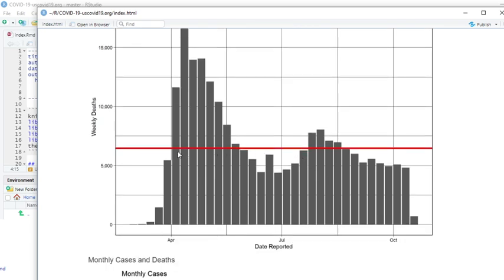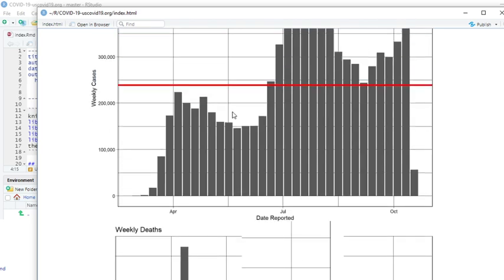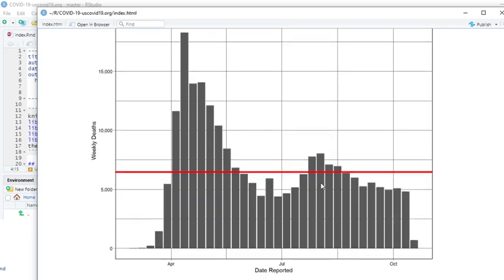We see the average line here, of course, right? The average number of deaths per week. We had this huge spike in deaths back here, despite the fact we had relatively small cases. But look at all these weeks underneath the weekly average for deaths.